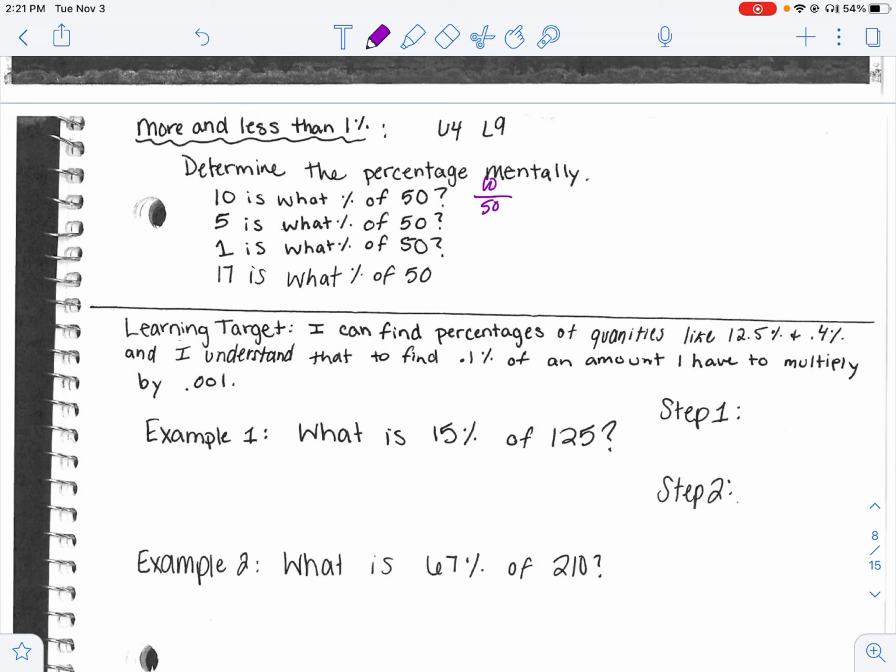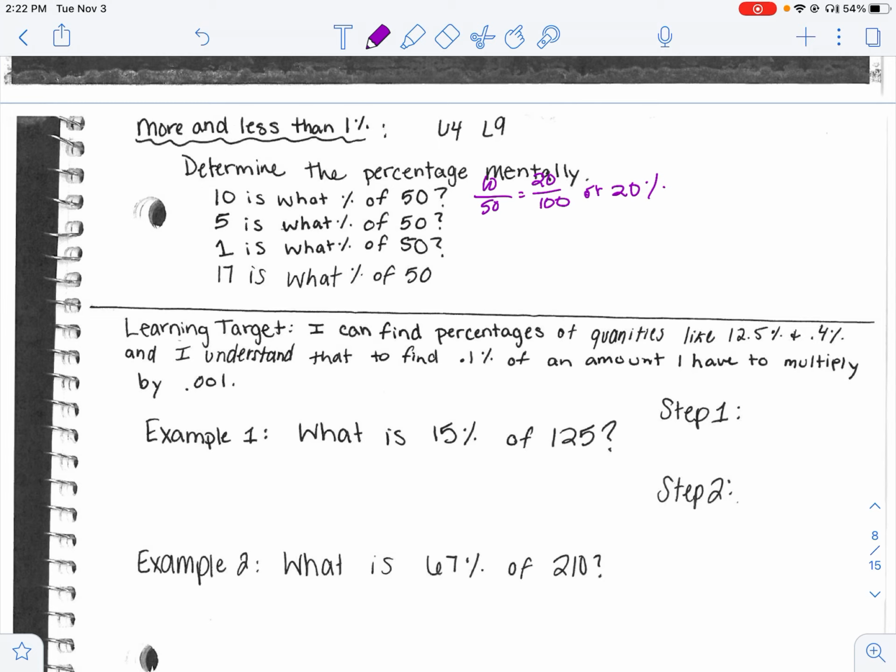Okay, we know for percent we have to be out of 100, so if we put equals 100, we know that 5 times 2 is 10, and 50 times 2 is 100, so 10 times 2 is 20. So we know that that's 20 over 100, or 20%.